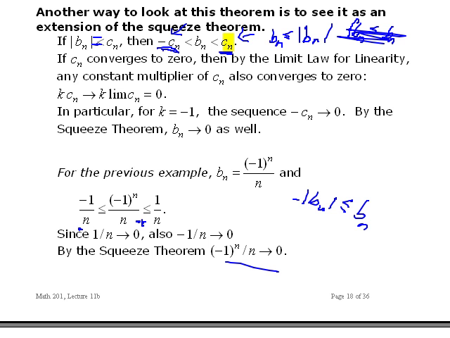You don't have to go through the squeeze theorem. You can use the idea of absolute convergence itself. Use that theorem. If the absolute value of the terms of the sequence converges to 0, then the original sequence also converges to 0.